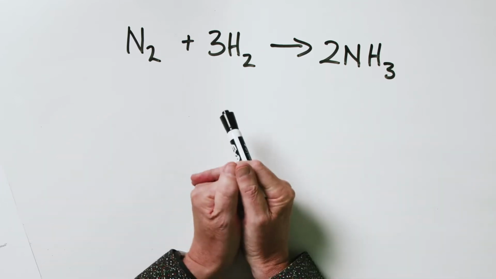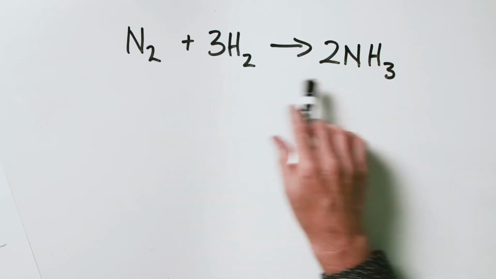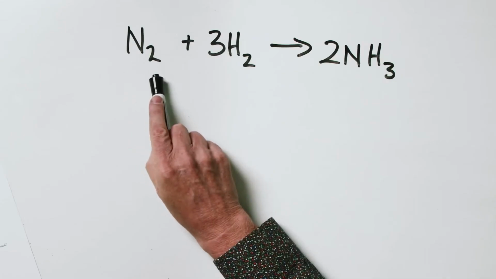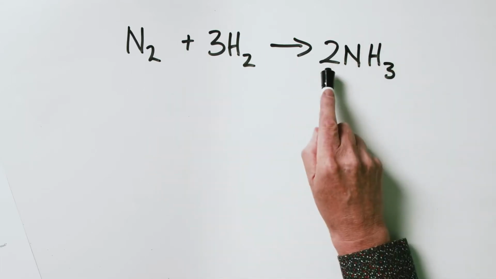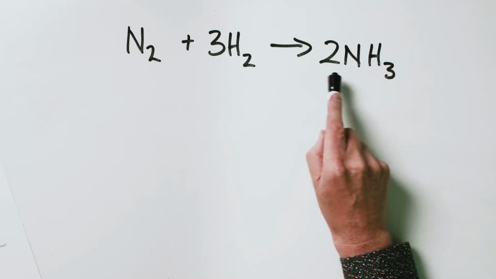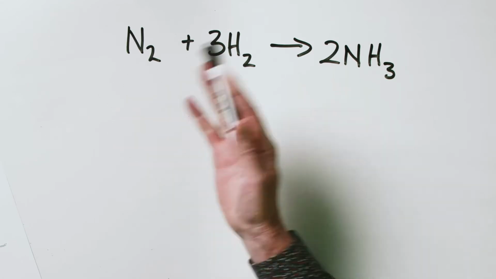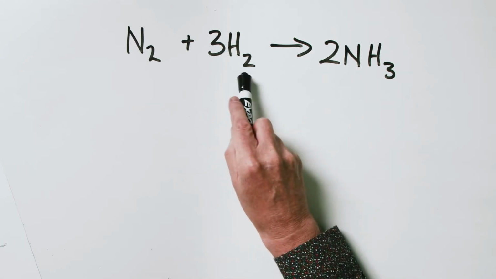This is an example of a balanced chemical equation. What do we mean by balanced? We mean that there are the same number of atoms of each type on both sides of the arrow. So if we count them up, we've got a nitrogen molecule here that's made up of 2 nitrogen atoms. On the right-hand side, we've got 2 ammonia molecules. Each of those contains 1 nitrogen atom, so we've got a total of 2 nitrogen atoms here, 2 nitrogen atoms here, balanced. On the left-hand side, we've got 3 hydrogen molecules.